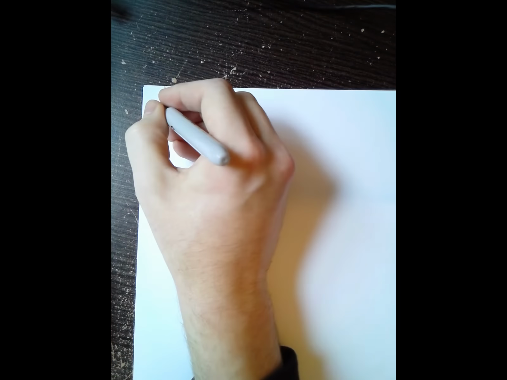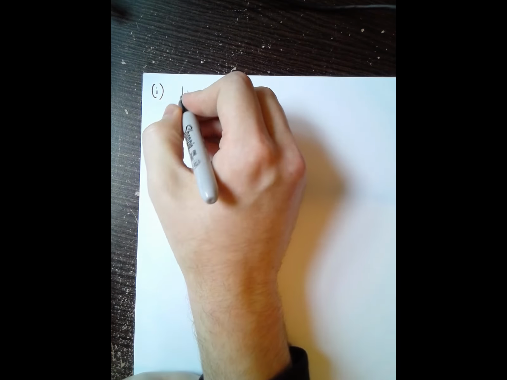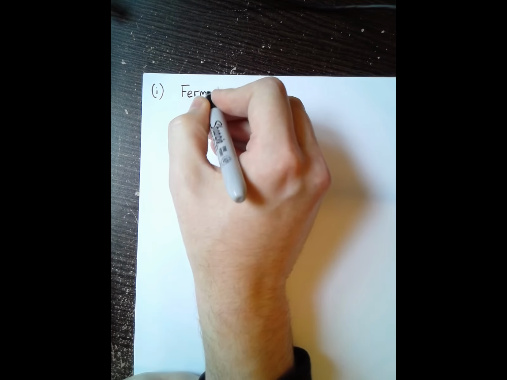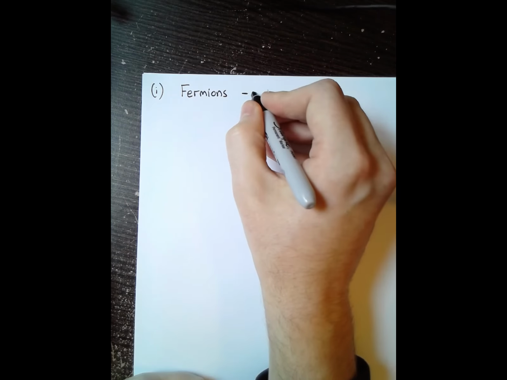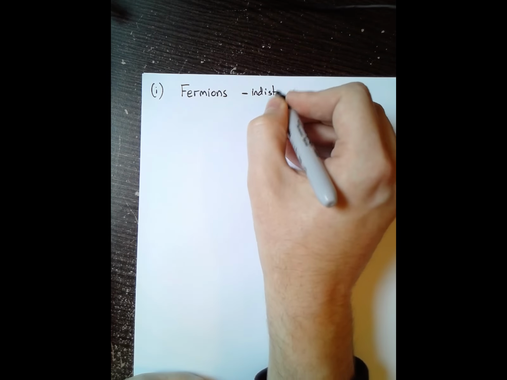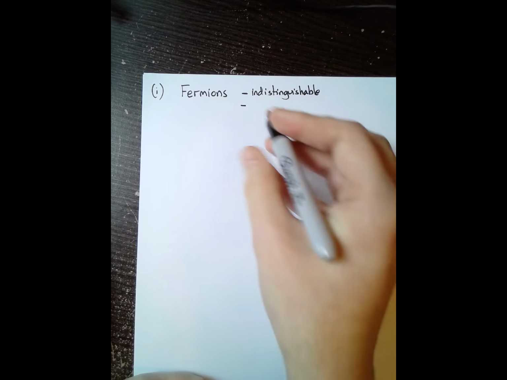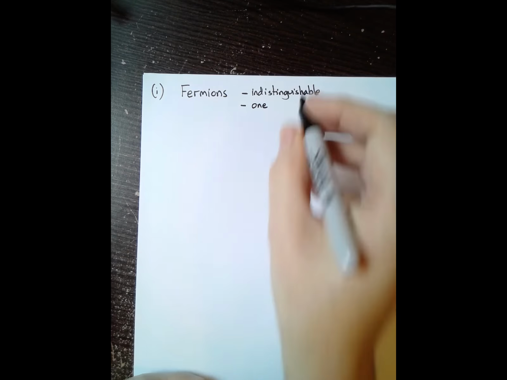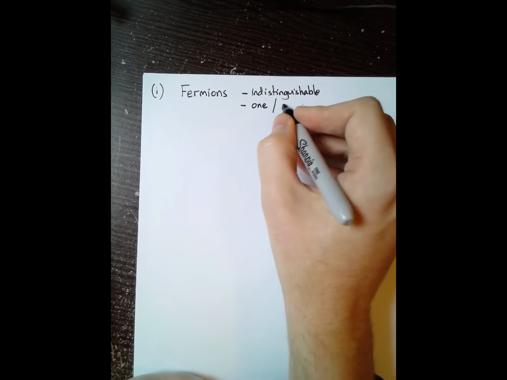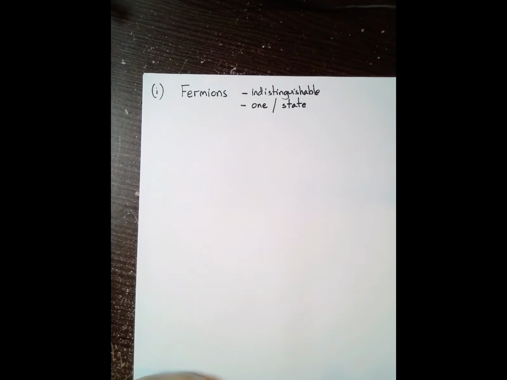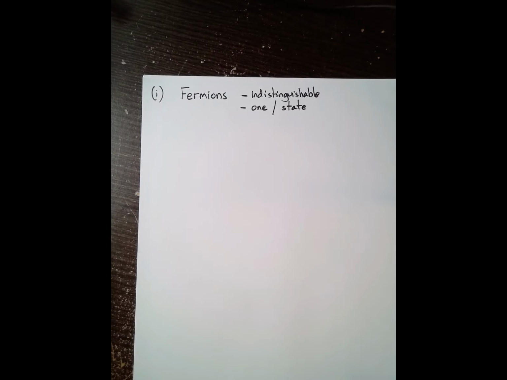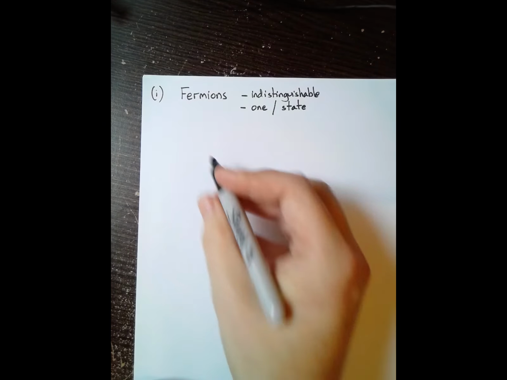Let's take firstly the case of a gas of fermions. Okay, so we're dealing with indistinguishable particles, and we're dealing with particles where you can only put one per state. Okay, so our possibilities are as follows.